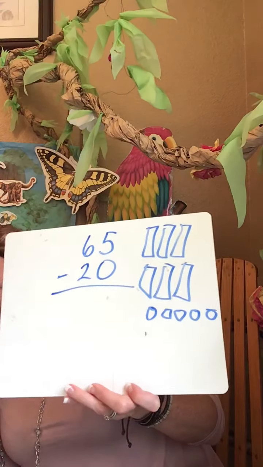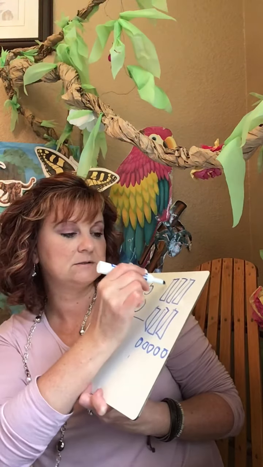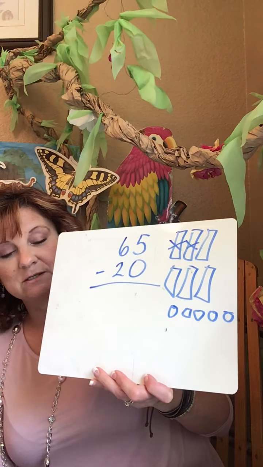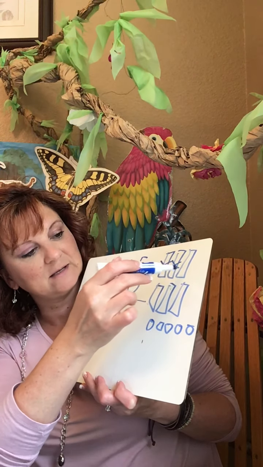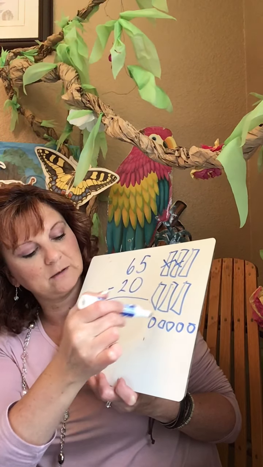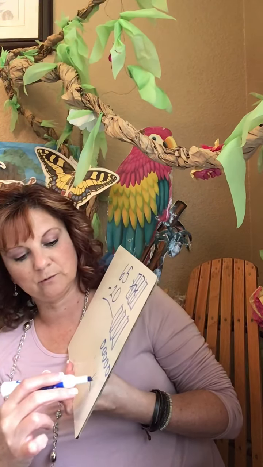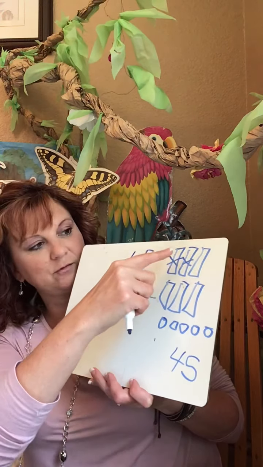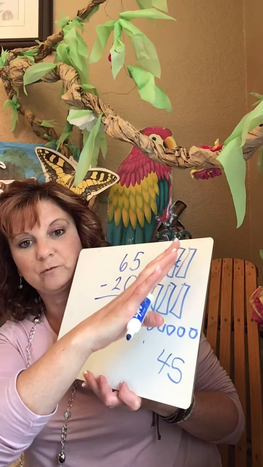There's my 65, and I want to take away 20. 10, 20. Okay, so 65 minus 20. So let's see, 10, 20, 30, 40, 41, 42, 43, 44, 45. You still get 45. See, some of you did it in your head. 65 minus 10, 55 minus 10, 45.